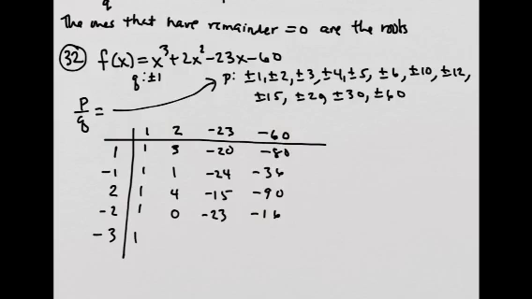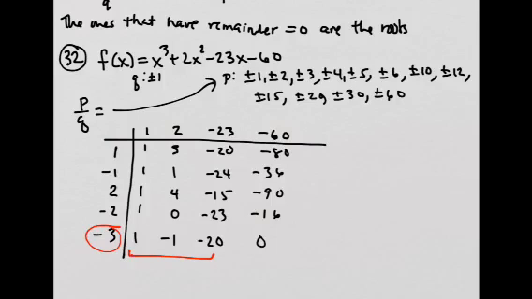So I'm going to skip over and do negative 3. So 1 times negative 3 is negative 3, plus 2 is negative 1. Negative 1 times negative 3 is 3. 3 minus 23 is negative 20. And then negative 3 times negative 20 is 60. 60 minus 60, and it worked. So this is a root.